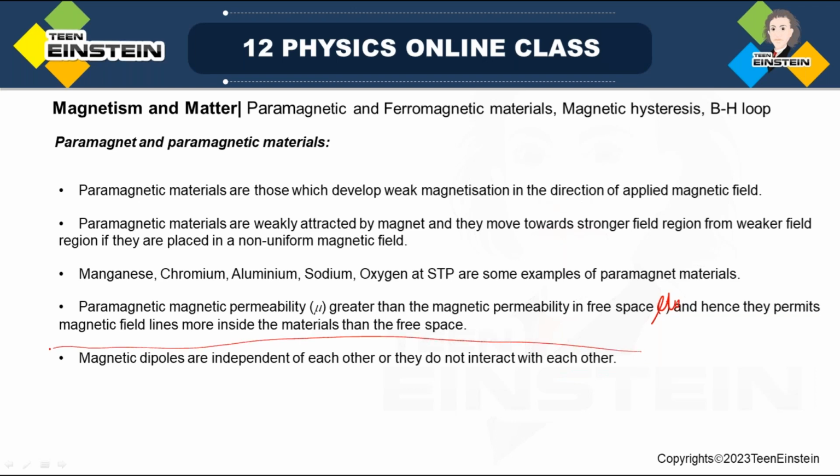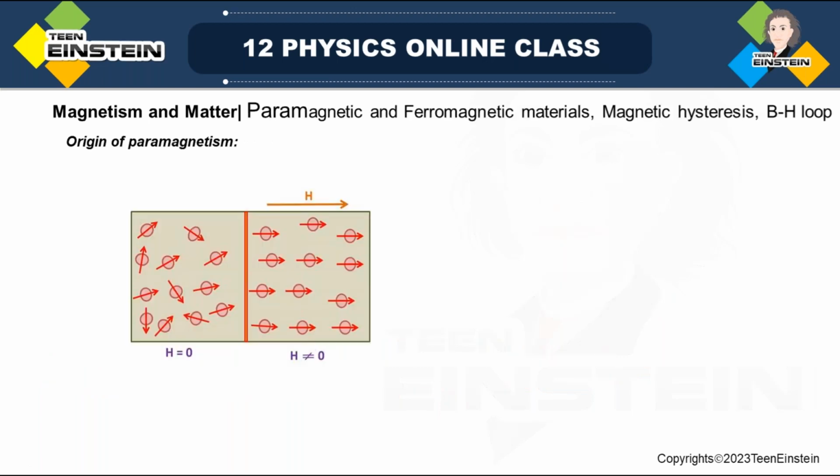This part I'll discuss while discussing the origin of paramagnetism. So let us see what is the origin of paramagnetism. In case of paramagnetic material, they already have permanent dipole moment, permanent dipole moment due to spin. I'll just write one by one. So paramagnetic material already has permanent dipole moment.